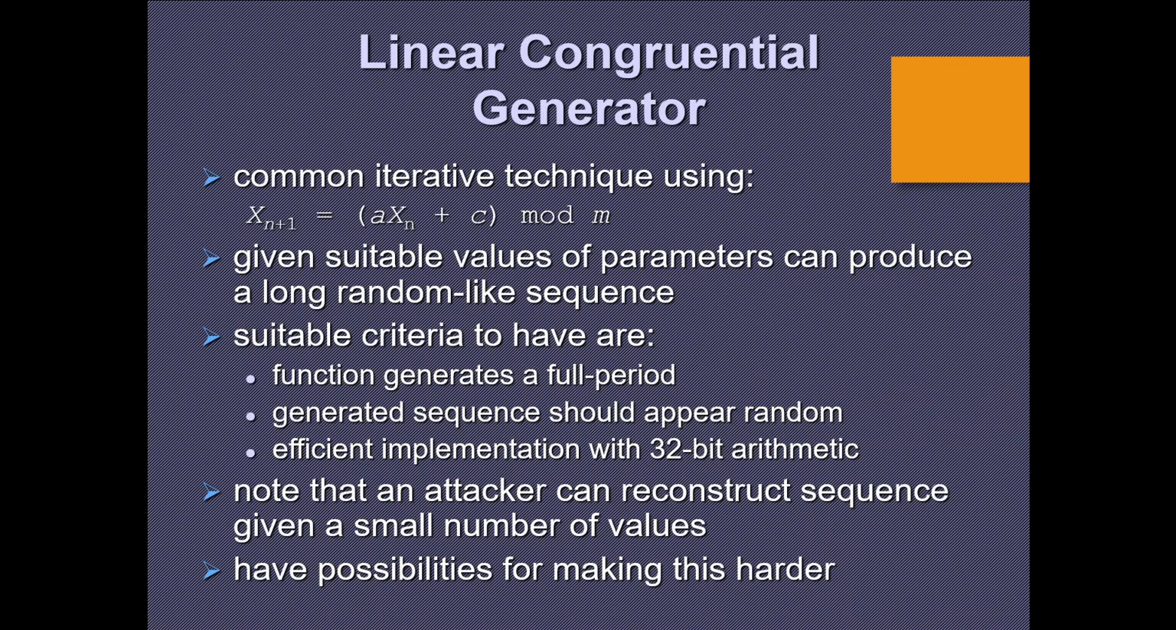There are some approaches to making this harder to do in practice by modifying the numbers in some way. Here, the criteria that have to be followed are that the function which generates a random number should be a full period function. The generated sequence should appear random and should be efficiently implemented with 32-bit arithmetic. In this way, the attacker cannot reconstruct the sequence given a small number of values, thereby making finding the random number harder.